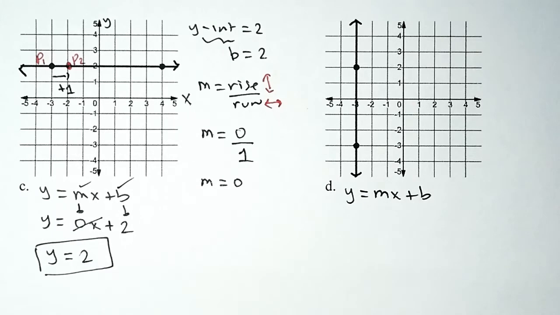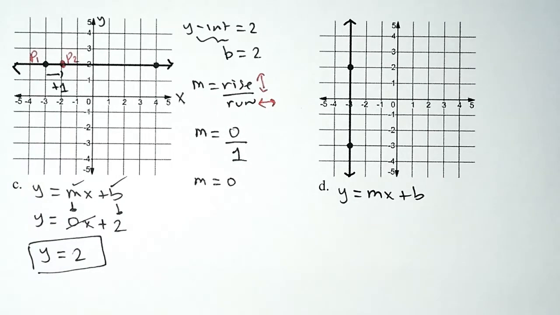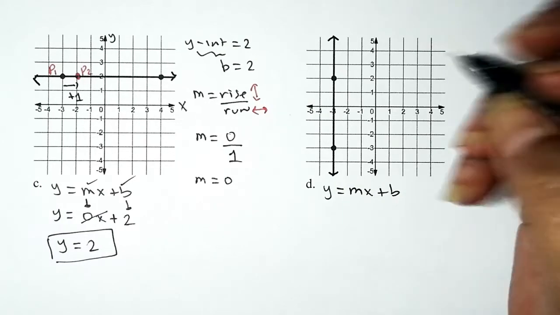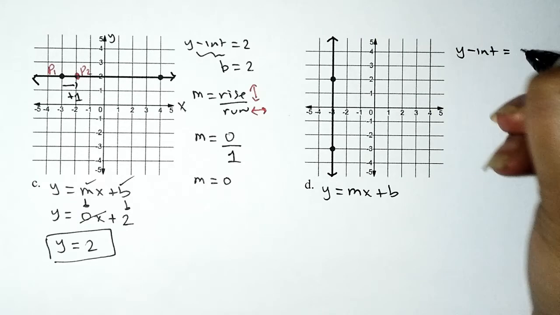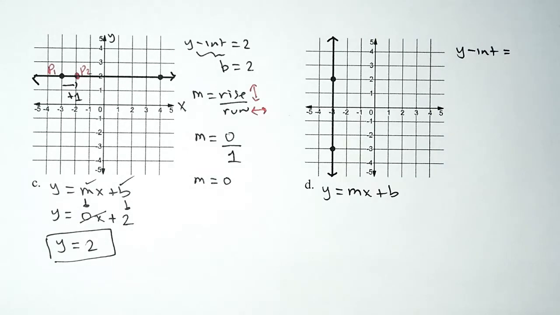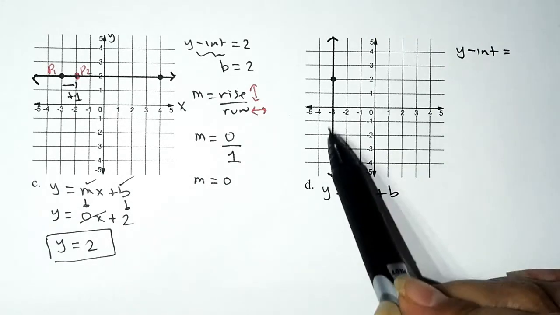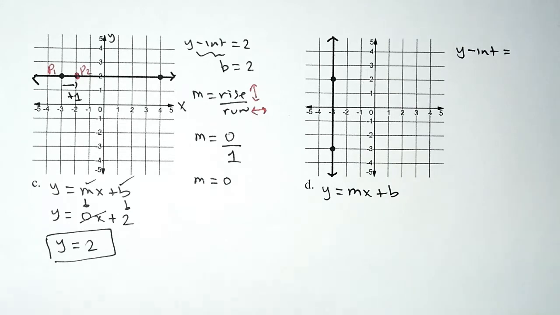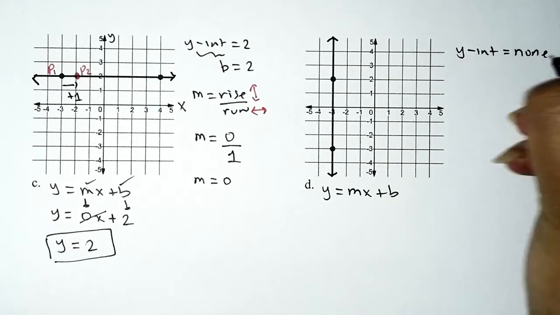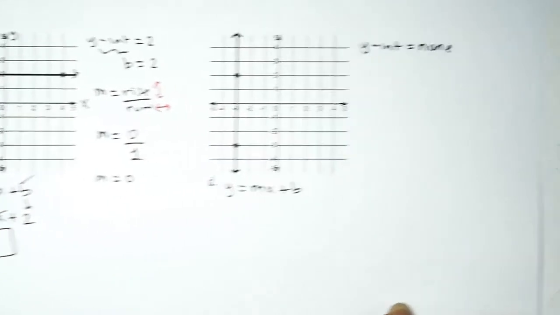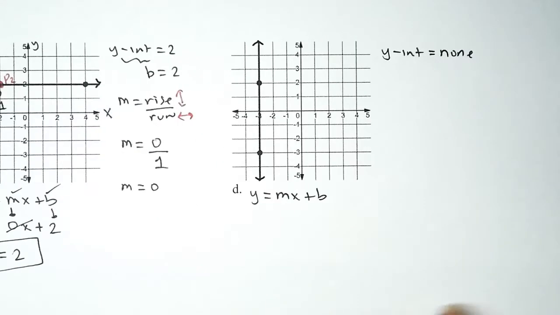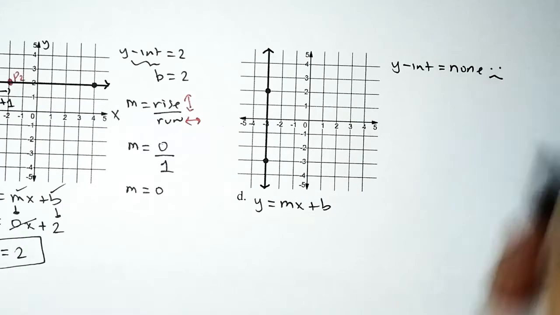Okay, so let's identify the slope and y-intercept. We want to find the y-intercept. So where does the line intersect the y-axis? The graph does not intersect the y-axis, so there is no y-intercept. Okay, there is no y-intercept, so that makes me sad.